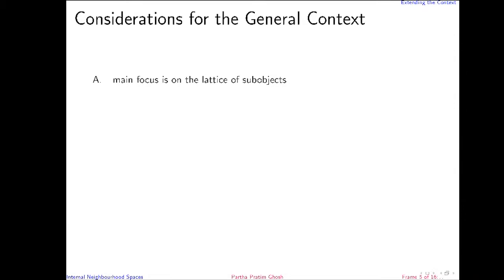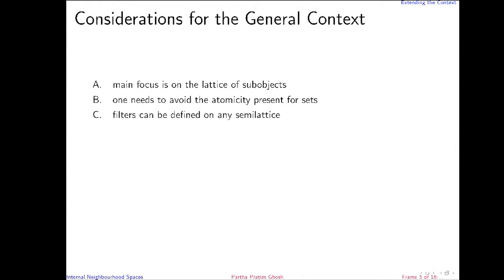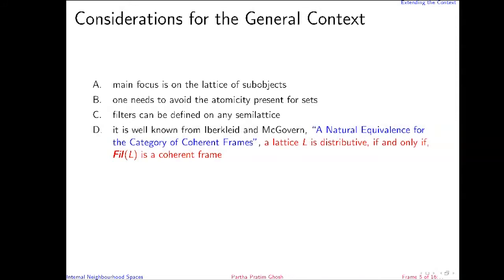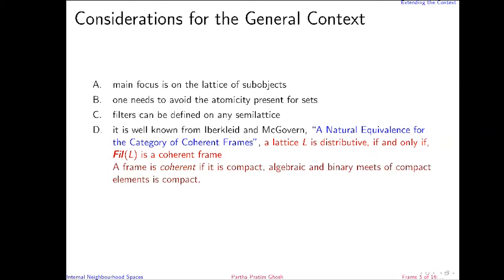But then the question turns out that all lattices are not atomic, so we have to remove our focus from atomic lattices. Filters can be defined, in fact, on any semi-lattice. To define a filter, which is an upset, you require an order, and it should be closed under finite intersections. So any semi-lattice suffices. However, to have good properties of filters, it is known that a lattice is distributive if and only if its lattice of filters is a coherent frame. And a coherent frame is nothing else but a compact algebraic lattice whose binary meet of compact elements is compact.